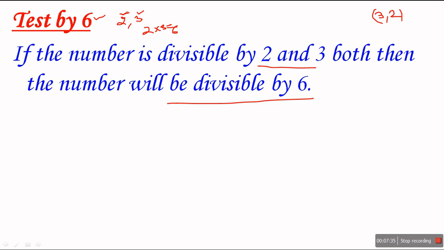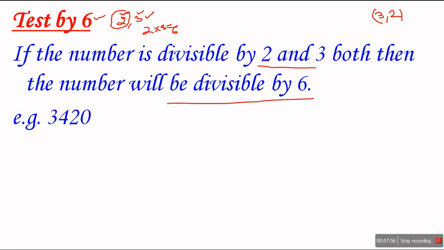Then the number is divisible by 6. One thing is very clear: if a number is divisible by 2, then it has to be even. So we need to check only if it is an even number, and then check whether it is divisible by 3. If it is divisible by 3, it will be divisible by 6. So every even number which is divisible by 3 will be divisible by 6.